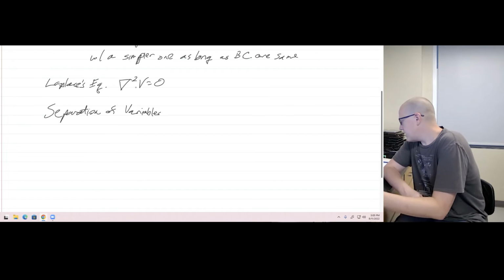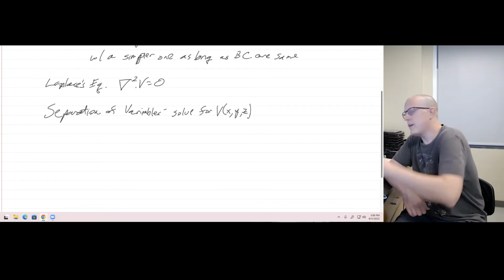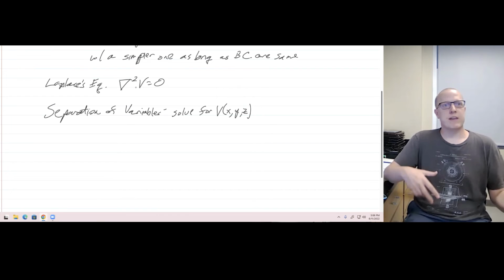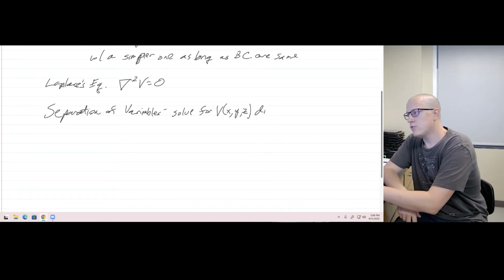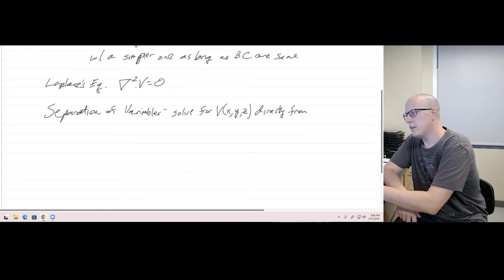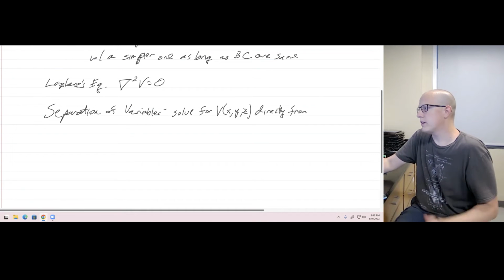And the idea is that we're just going to solve for V as a function of, say, x, y, and z, or r, theta, phi, whatever coordinate system is convenient for the problem we're talking about, but we're going to solve for this directly from the Laplace equation.